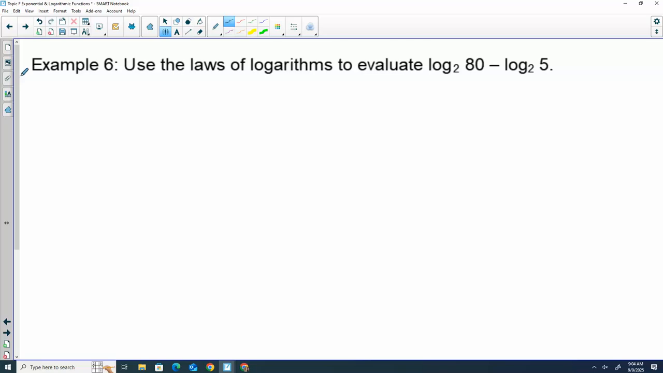So I'm trying to use my logs. And we know a log finds an exponent. Do I know 2 to what power equals 80? No. So how am I supposed to do this?